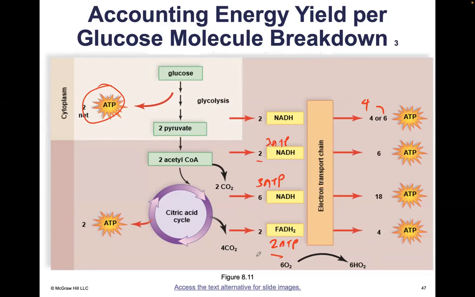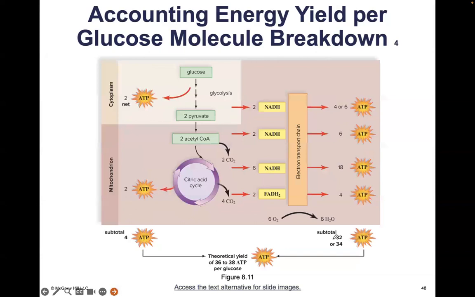If you sum all of this together, it's going to give you a total of 32 or 34 at the end of the reaction. The reason it says 32 or 34 is because some textbooks will not talk about the 2 that have been used in breaking down glucose. So 6 oxygen go into the system and combine with hydrogen ions to produce 6 H2O.